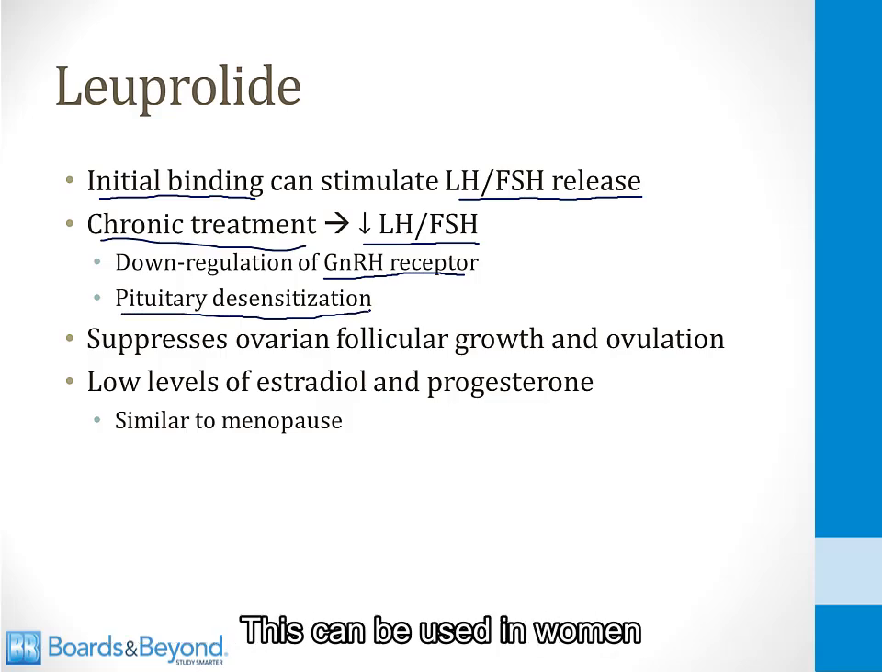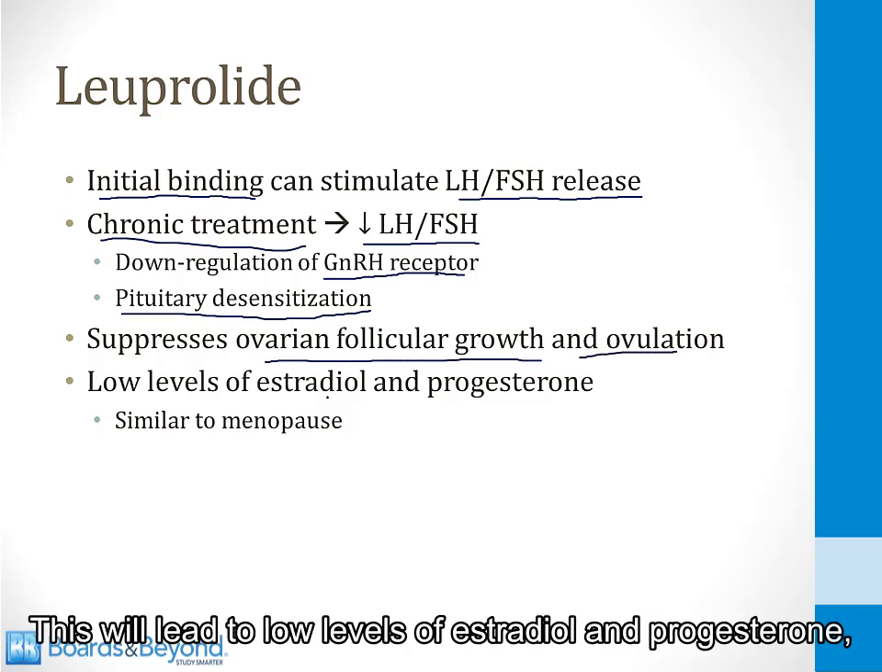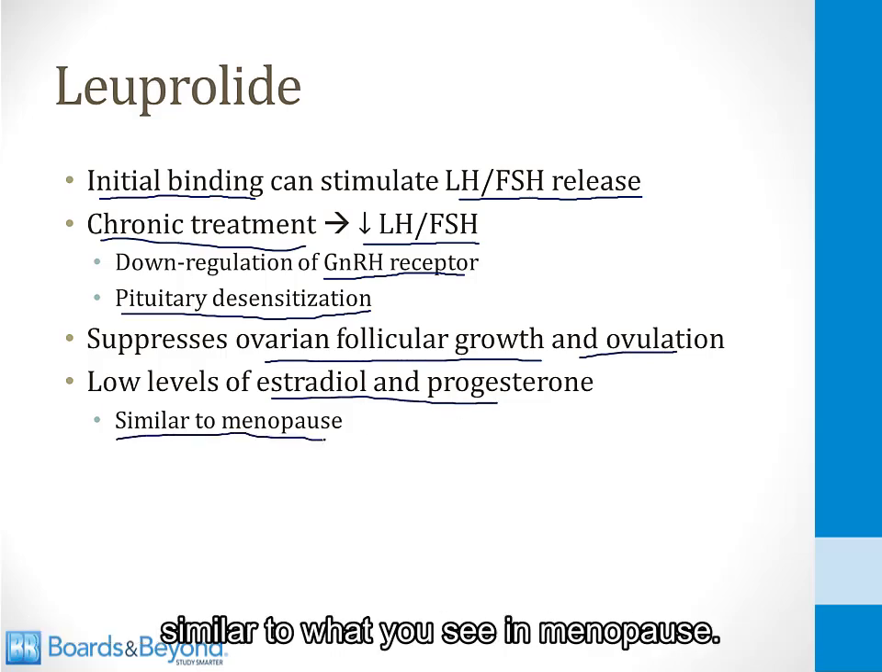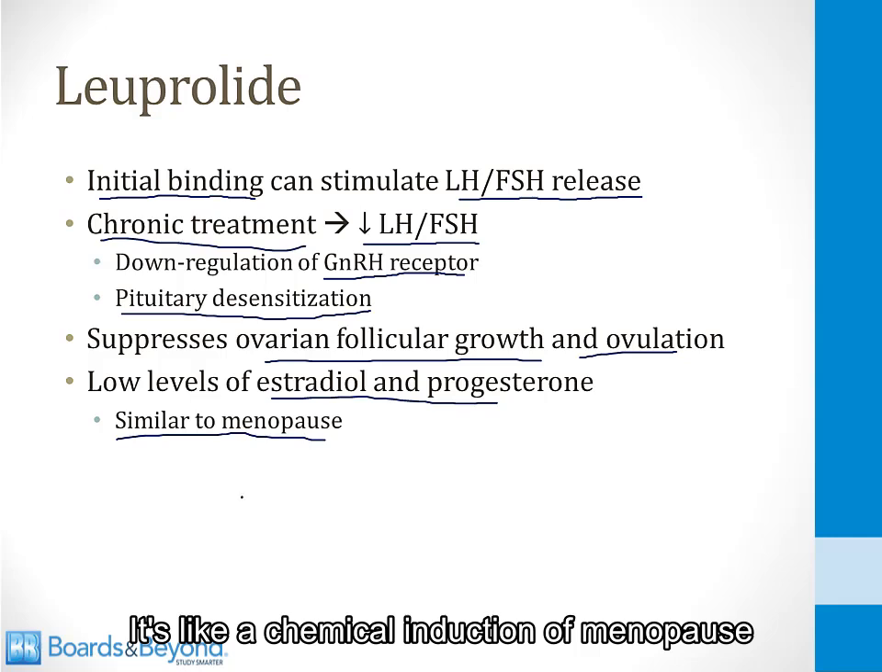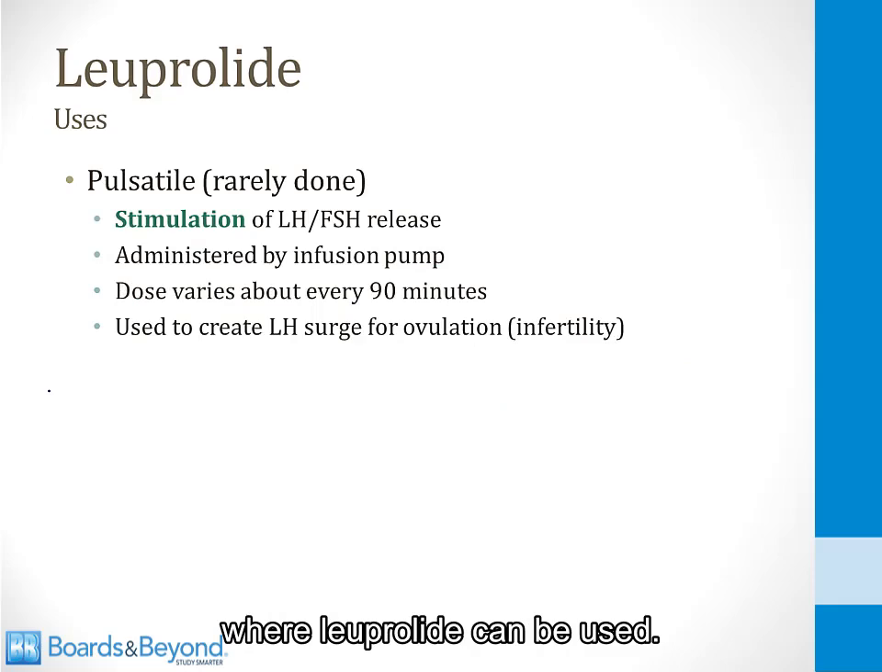This can be used in women to suppress ovarian follicular growth and ovulation. This will lead to low levels of estradiol and progesterone, similar to what you see in menopause. It's like a chemical induction of menopause via the drug Leuprolide. There are a couple of clinical scenarios where Leuprolide can be used.